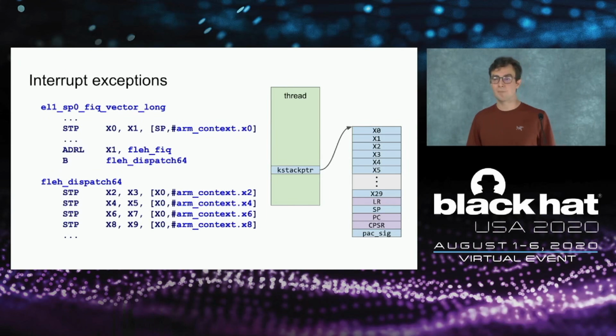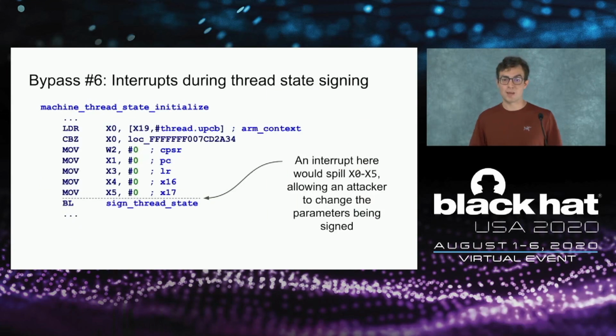Because none of those are protected by the PAC signature, they can all be modified by an attacker coming in, racing during this interrupt to overwrite them while the interrupt handler is running. And then once those registers get popped back out, an attacker has control over all of the parameters to the sign thread state function. So once again, this is a full thread state forgery PAC bypass. Now, for a couple of complicated reasons, it wasn't actually easy to trigger this issue right here.